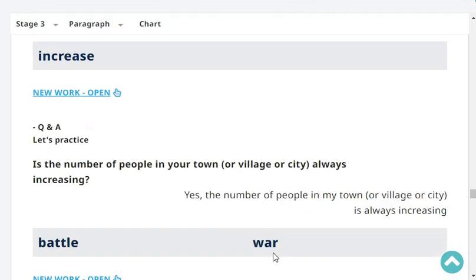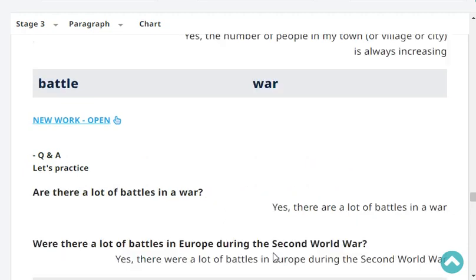Near where I live. Very good. Is the number of people in your town always increasing? Yes or no? No, the number of people in my town isn't always increasing. Very good.